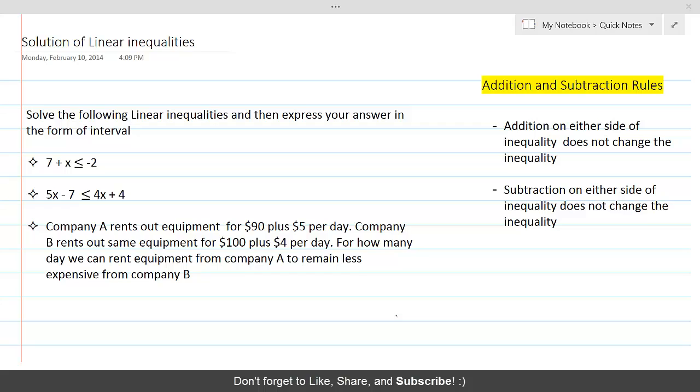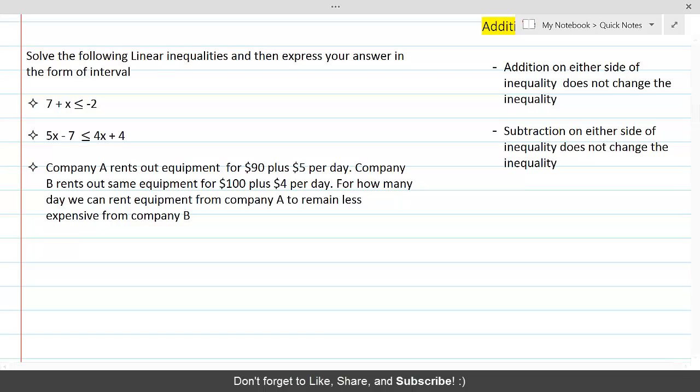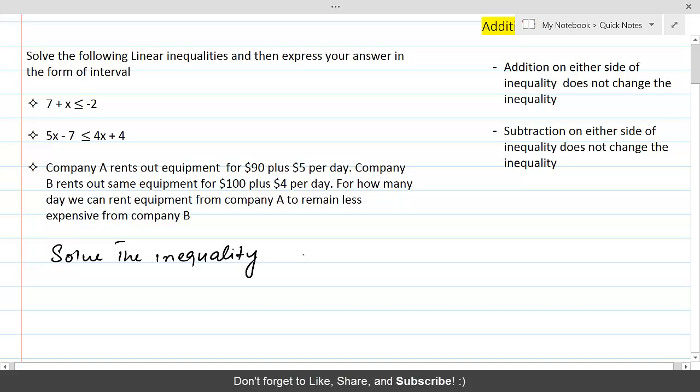Here we are given a couple of questions to solve applying these rules. Question number 1 is: find the solution for the inequality 7 plus x less than or equal to minus 2. So let's write down the question. Solve the inequality 7 plus x is less than or equal to minus 2.